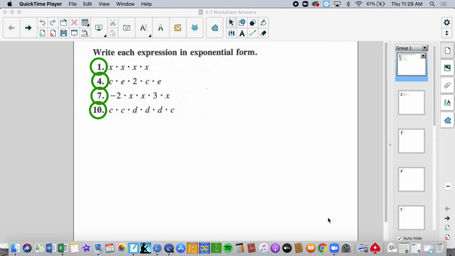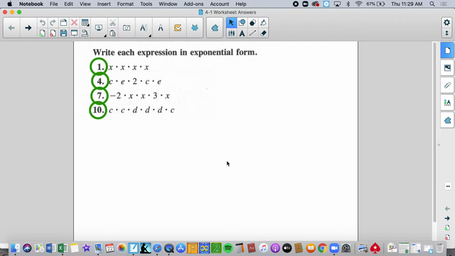All right, so let's go over these answers. So it asks you to write each expression in exponential form. So we want to combine like bases wherever we can and write it as an exponent. So the base is going to be x, and we have 4 of them, so you would write that as x to the 4th.